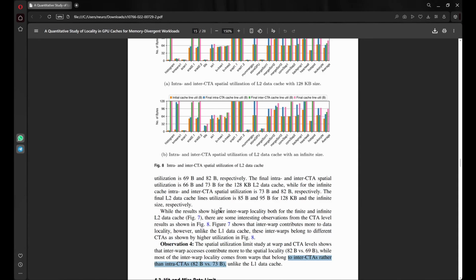And the reason for this is pretty simple. L2 cache is a shared resource across all SMs, which means that all of the CTAs and all of the warps from all of the different SMs are accessing L2 cache. So you're going to have a greater probability of seeing CTAs from another SM come in and use the exact same data or spatially local data that you see with interwarp utilization. Does that make sense?